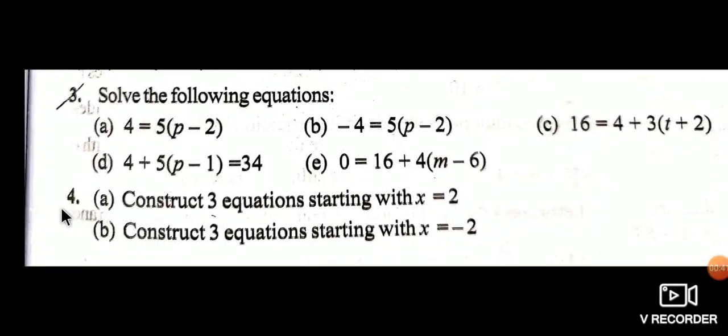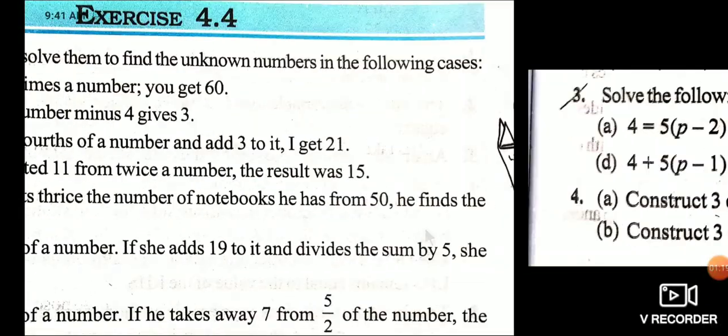Today we shall move on to the fourth one, that is: construct three equations starting with x is equal to 2, and construct three equations starting with x is equal to minus 2. That means we use the concept x is equal to 2. By using this, how many equations should we construct? Three equations. Here also, by using the condition x is equal to minus 2, we construct three equations. So first we shall move on to the first one, that is construct three equations starting with x is equal to 2.